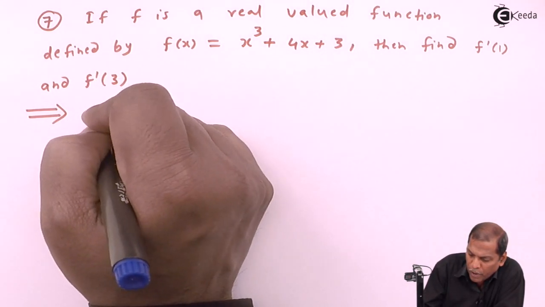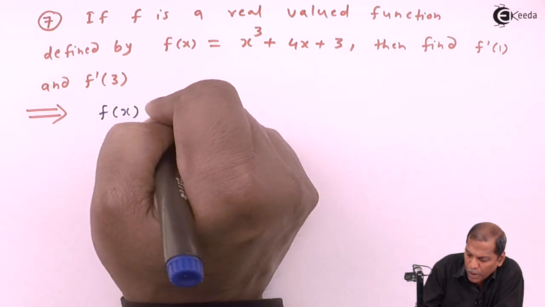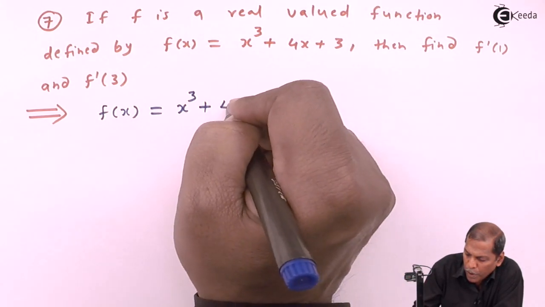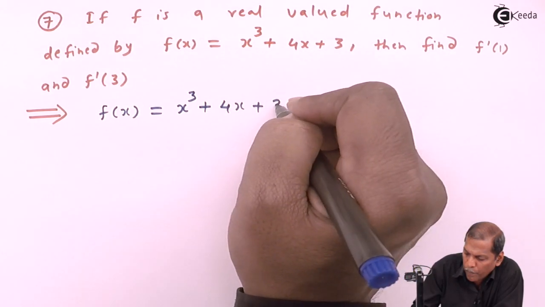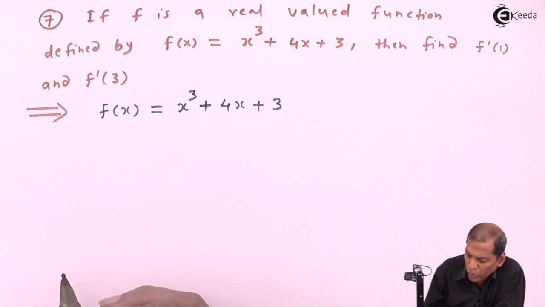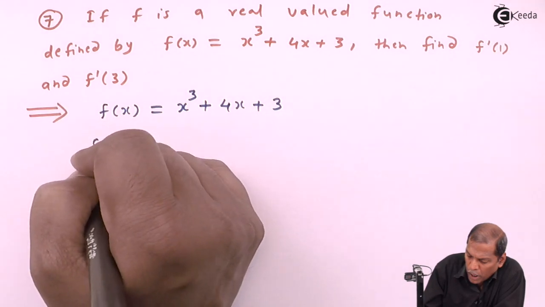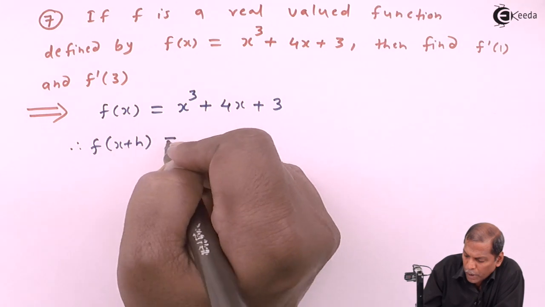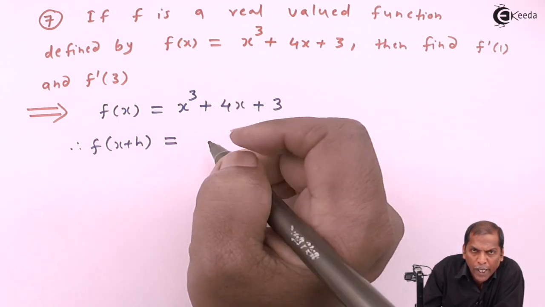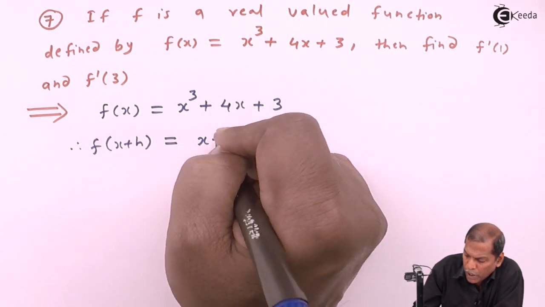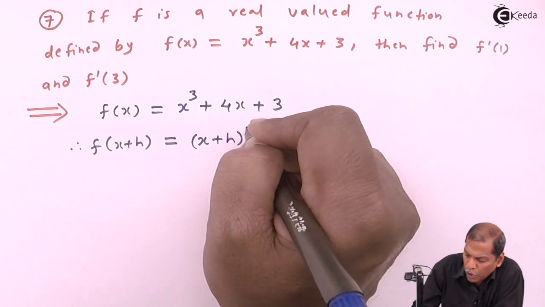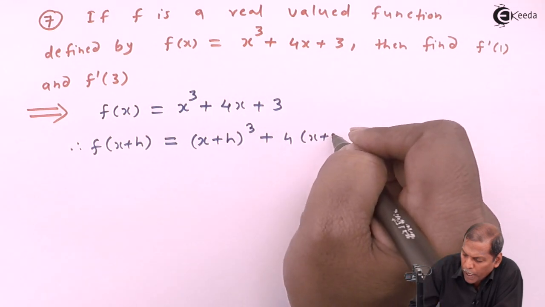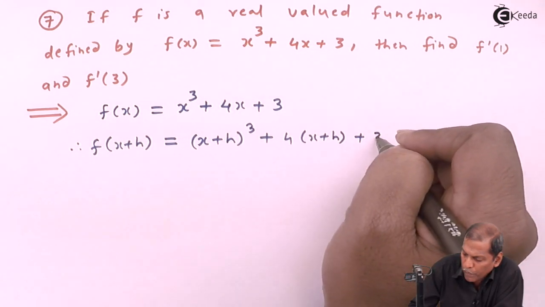First we start with f of x is equal to x cube plus 4x plus 3. Then we find f of x plus h. It means whenever x, we have to write x plus h. So that equals x plus h the whole cube plus 4 in bracket x plus h plus 3.